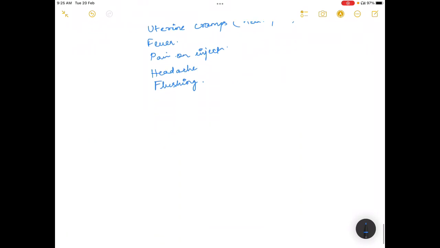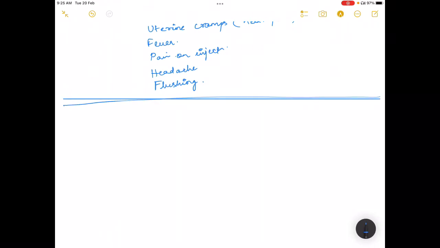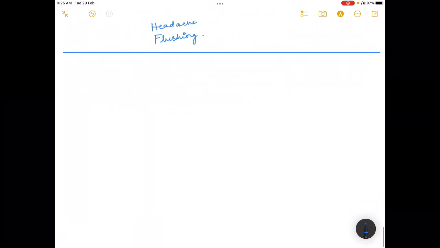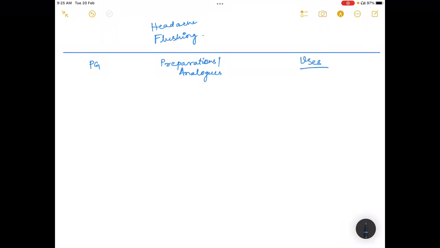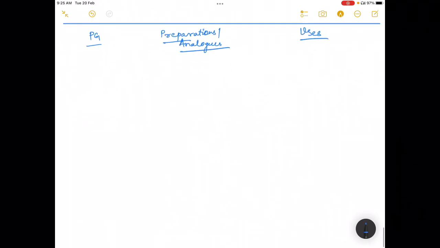So the most important thing in this chapter is the various prostaglandin preparations. So we'll make a table of it. We will make a table in which we will write the PG, its preparations and analogs, and then we'll write the various uses. In this way we can remember easily.